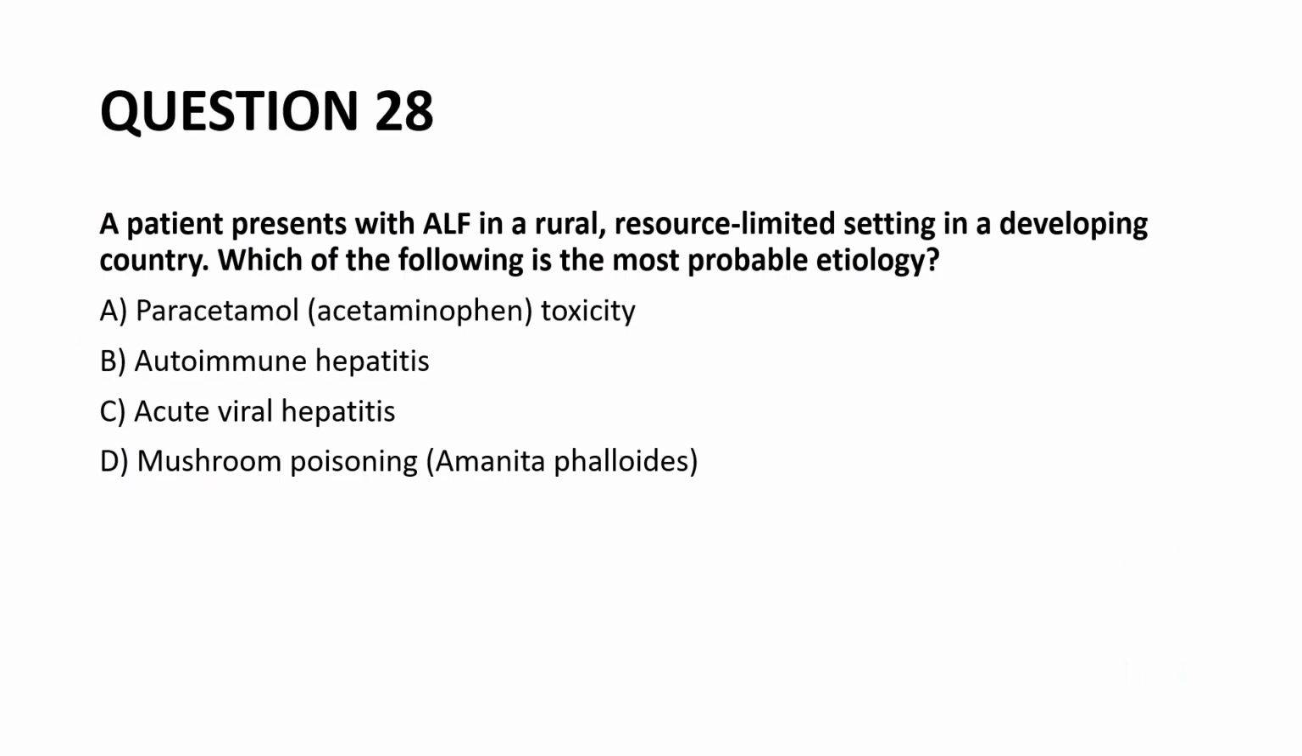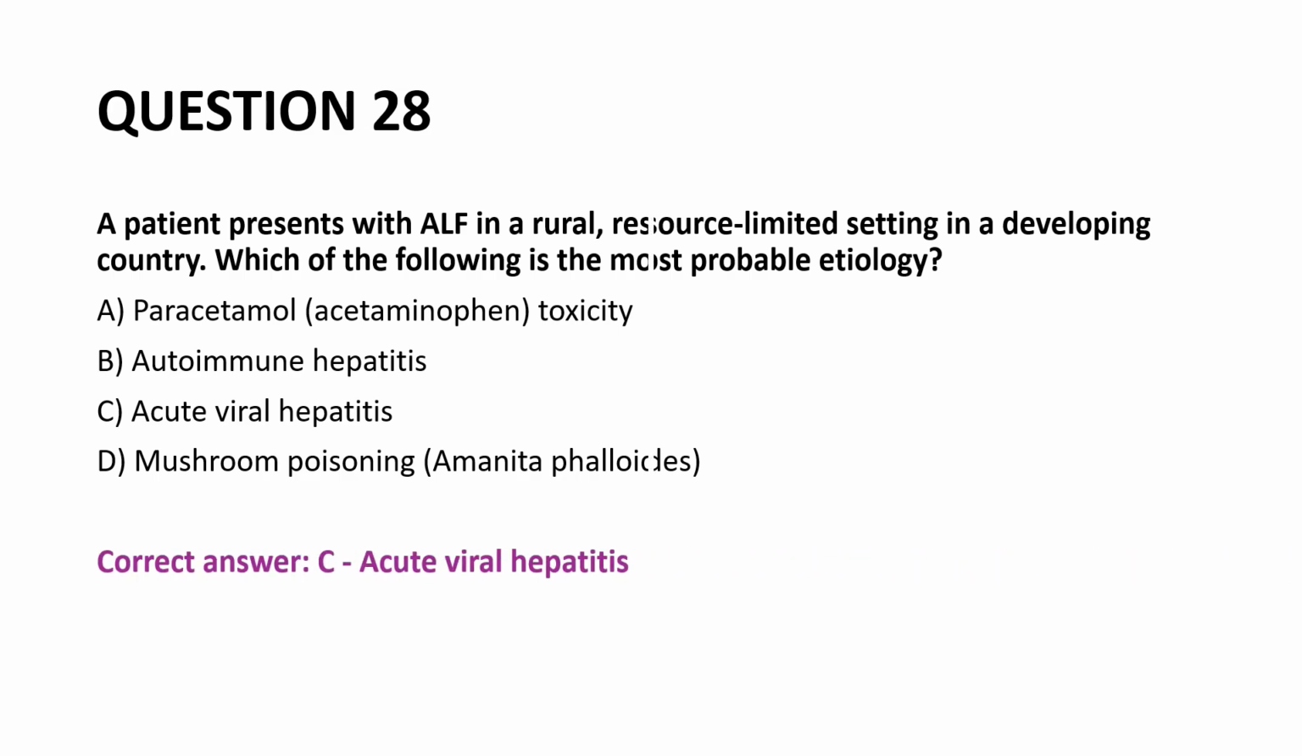A patient presents with acute liver failure in a rural, resource-limited setting in a developing country. Which of the following is the most probable etiology? Paracetamol toxicity, autoimmune hepatitis, acute viral hepatitis, mushroom poisoning. The correct answer is acute viral hepatitis.